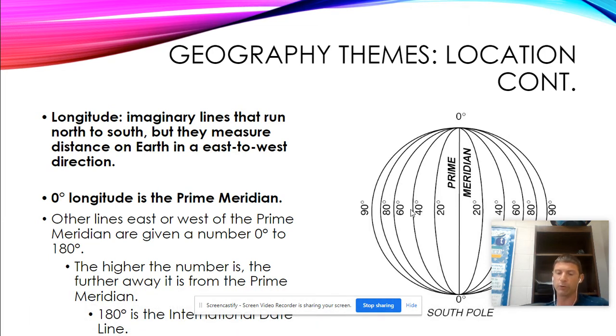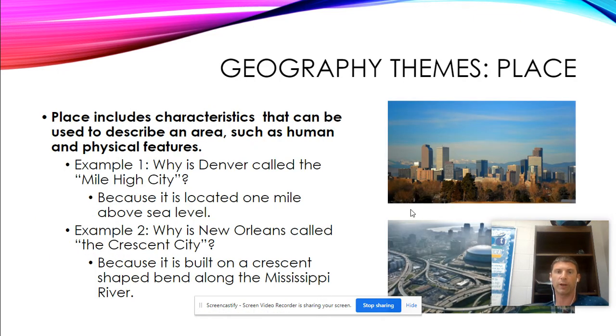So again, it gets confusing with east and west used here for longitude, even though those lines run north and south. Prime meridian is always at 0 degrees, the same way that the equator is always at 0 degrees. So those are great reference points for us.